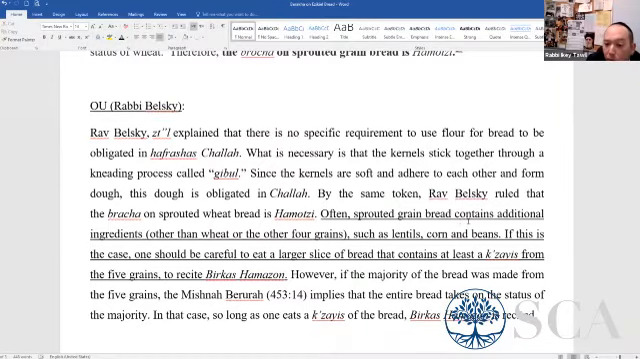Often, sprouted grain bread contains additional ingredients. This is very important. In my house, my wife likes to get the Ezekiel bread English muffins.